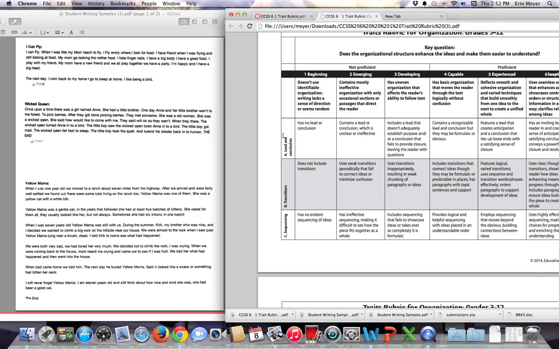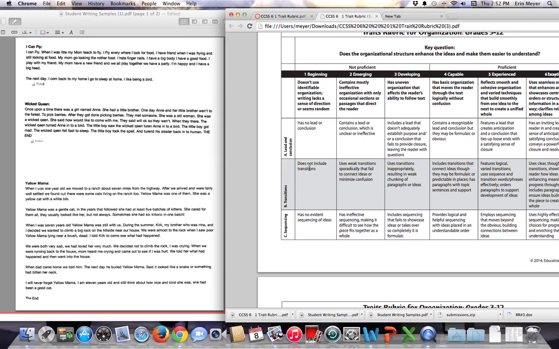So now I'm going to look at my sub-trait, a lead and a conclusion. Has no lead. Well, it does have a lead. It starts with I can fly, and it ends with I like being a bird. So it gives a conclusion. So it contains a lead or conclusion, which is unclear or ineffective. I would probably say it's ineffective because I really don't know much about my lead or my conclusion. It's just 2 random statements.